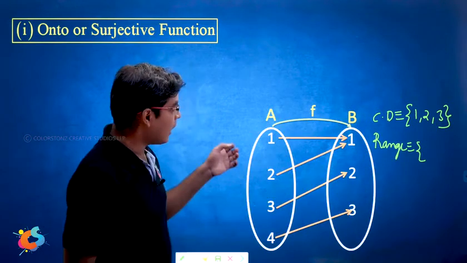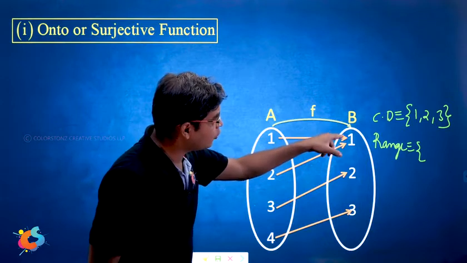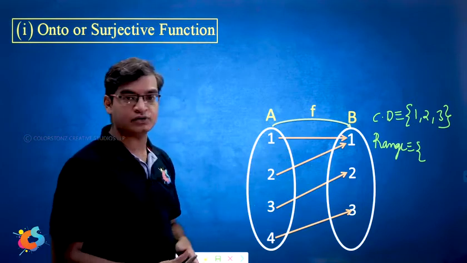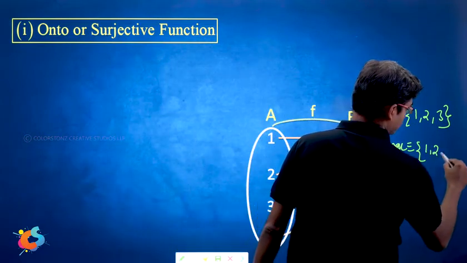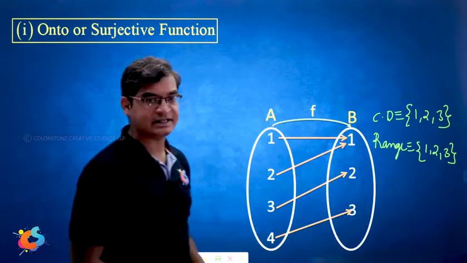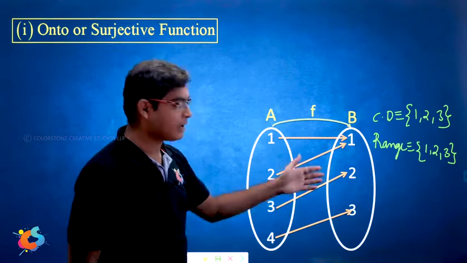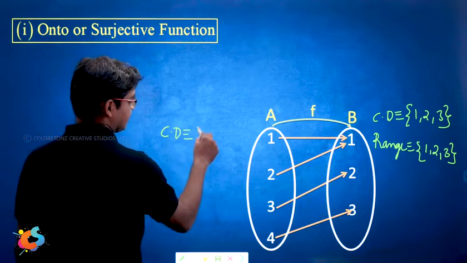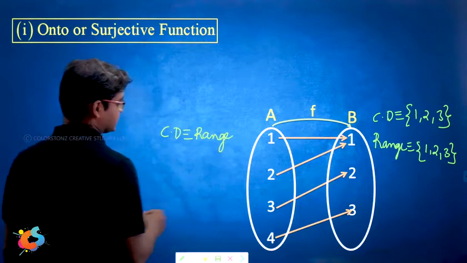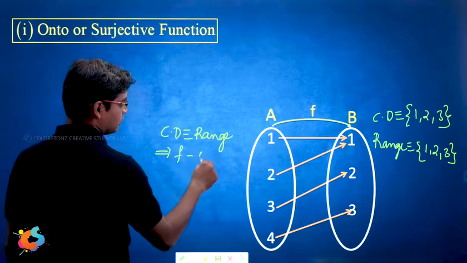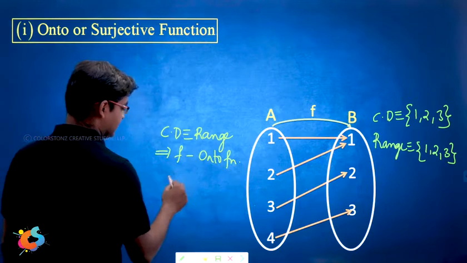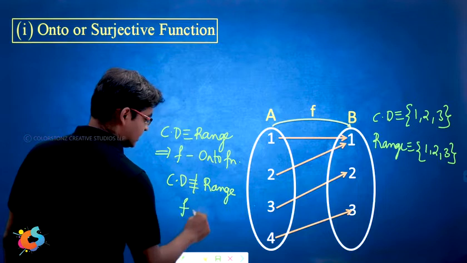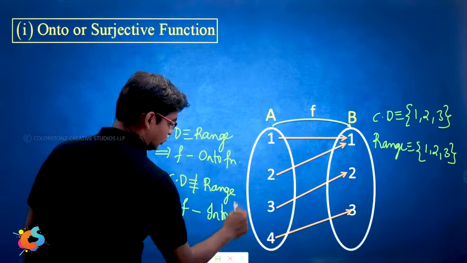Output values means those values of the codomain onto which arrows are there, right? They are outputs of some x values. So therefore, here the output values are 1, 2 and 3 because on all of these elements, arrows are landing. If codomain is equal to range in that function, if these two are same sets, then F is called onto function. And if codomain set is not same as range set, then the function is called, there is a specific name to it, into function.